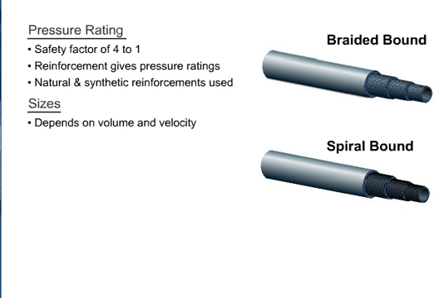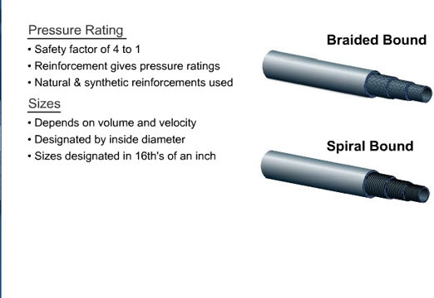Required hose size depends on the volume and velocity of the fluid flow. Unlike pipe and tubing, hose sizes are designated by ID, or inside diameter. Sizes are designated in 1/16 of an inch by using a dash and a number, equivalent to the numerator of the fraction. Example is -8, or 8/16, or ½ ID.